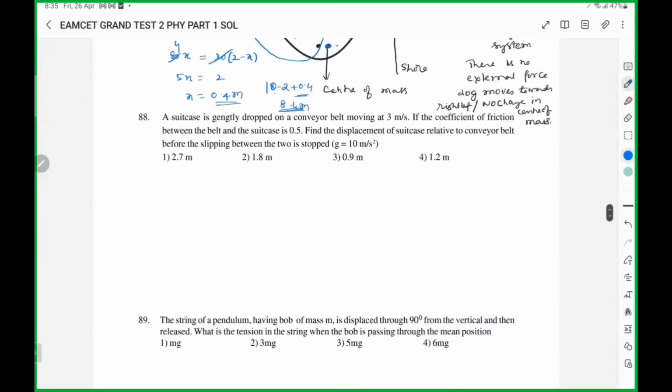A suitcase is gently dropped on a conveyor belt which is moving at 3 meters per second. The coefficient of friction is 0.5 between belt and suitcase. Find the displacement of the suitcase relative to the conveyor belt before slipping. Before slipping means its final velocity becomes 0.